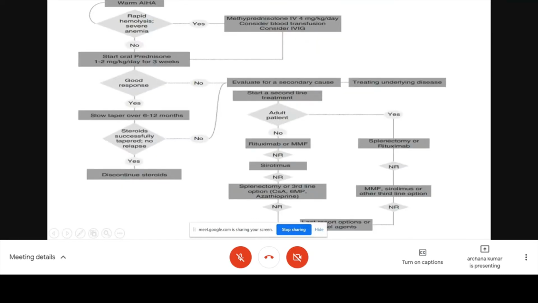So, if you have a warm AIHA, there's rapid hemolysis and severe anemia, give methylprednisolone and consider blood transfusion, and you may even consider IVIG.